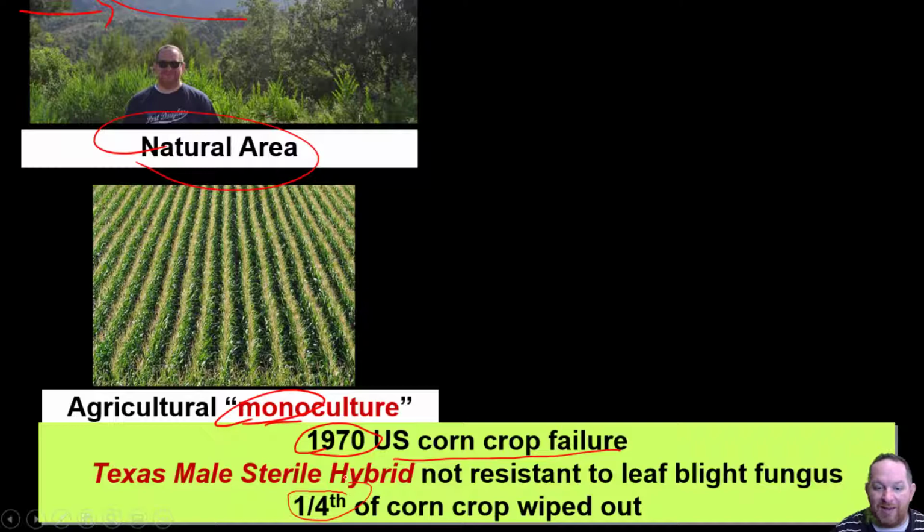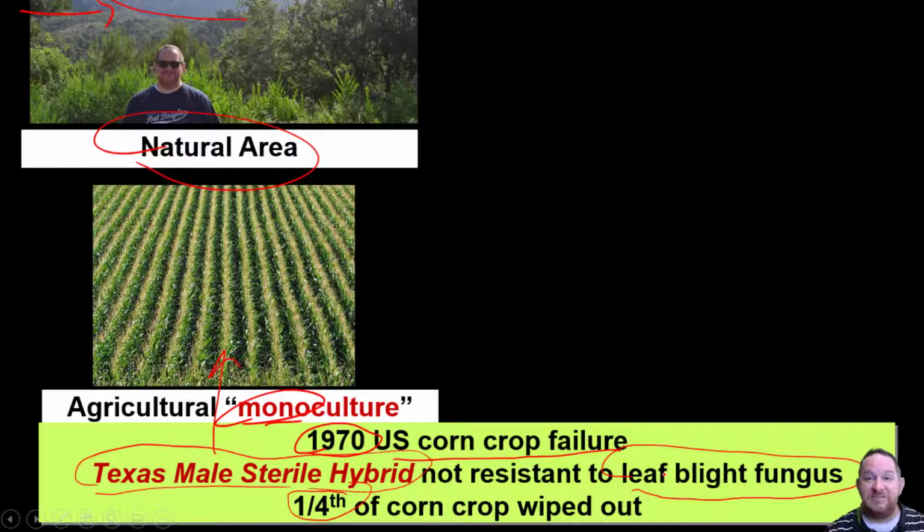Well, what happened back in 1970? Just like the bananas, we had developed a hybrid strain of corn, which did pretty well. But something happened, and we found out that it was not resistant to leaf blight fungus. And this fungus took out a quarter of the corn crop. Because most of the corn was this monoculture, this one single variety, a lot of it was wiped out. So these monocultures can be very dangerous because they lack diversity.